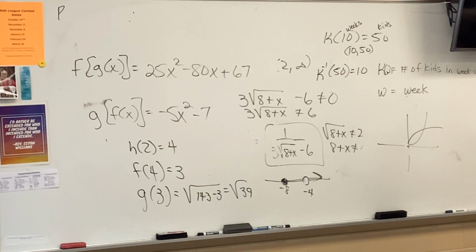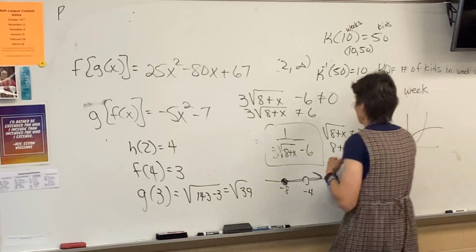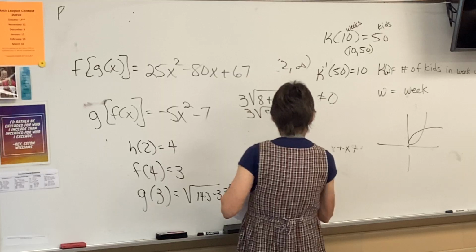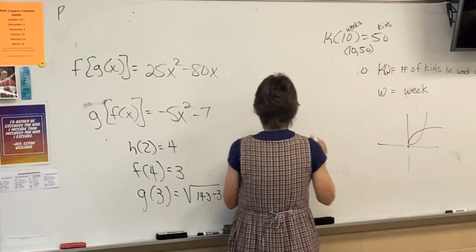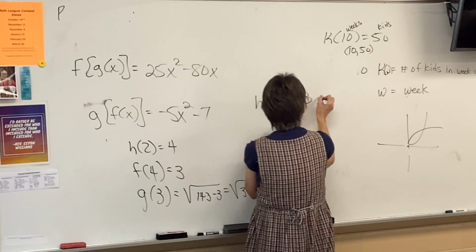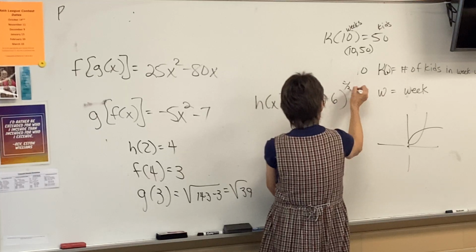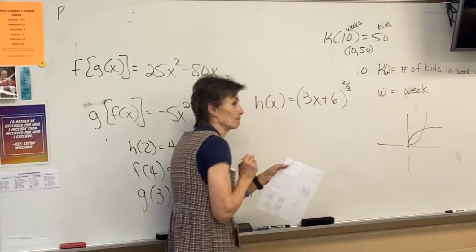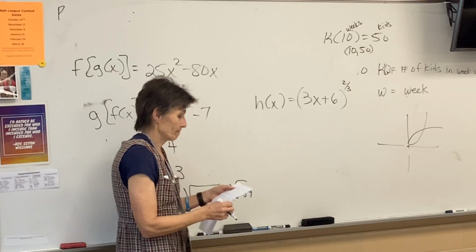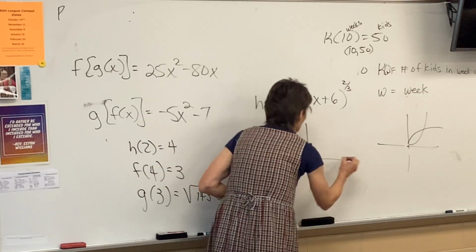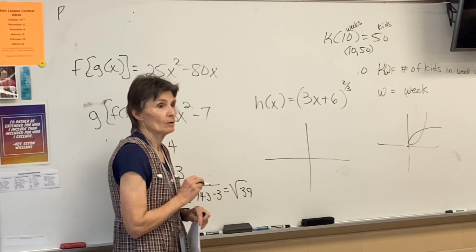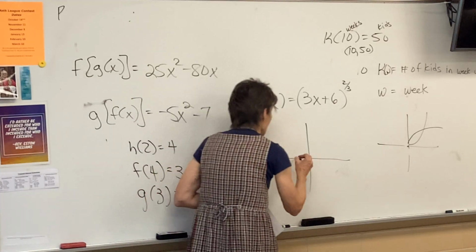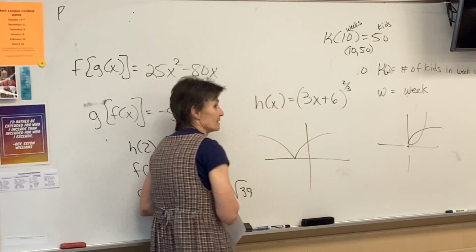Here's what I want you to do if you haven't already. Get your calculators out, and I want you to just go ahead and graph h. Just on your calculator, graph h. Just grab it in a standard window, so Zoom 6, a regular standard window. And then you get something that looks a little bit like this.